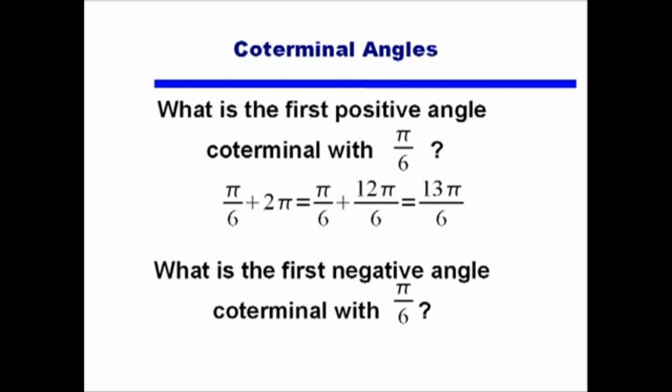over 6. To find the first negative angle coterminal with an angle, we subtracted a complete rotation. So instead of 360 degrees, we'll be subtracting 2 pi. So we take pi over 6, and we subtract from it 2 pi, again finding a common denominator, and we end up with the first negative angle that's coterminal with pi over 6 as negative 11 pi over 6.